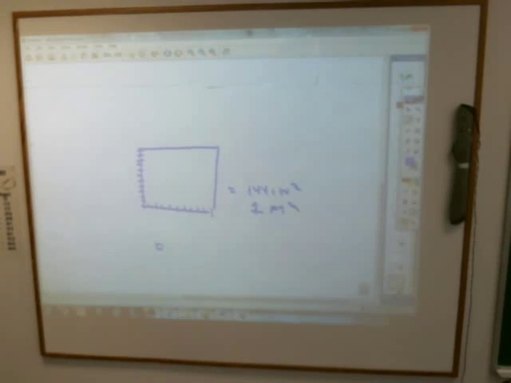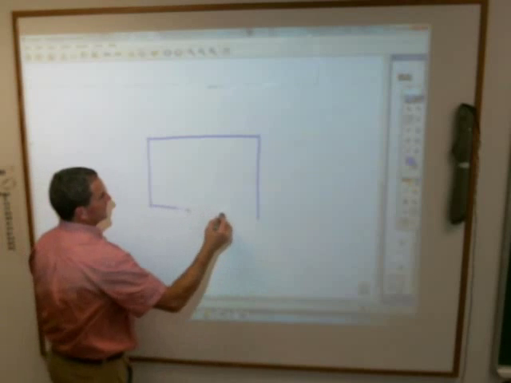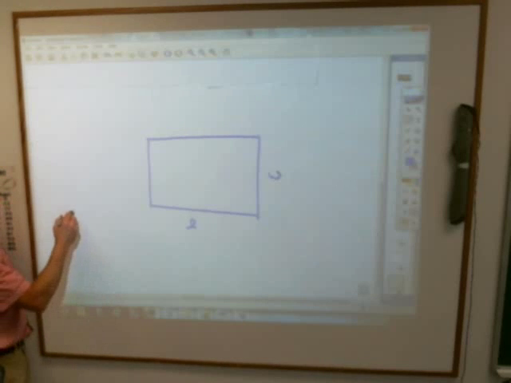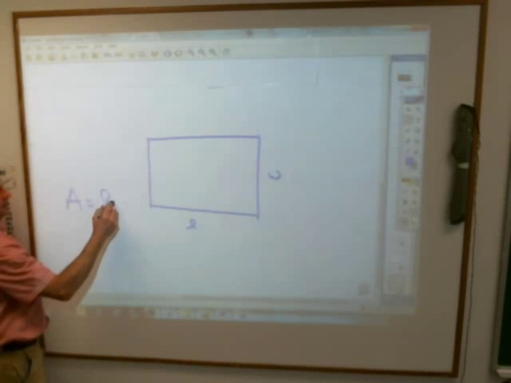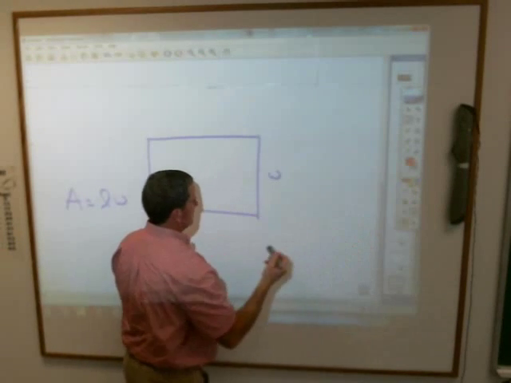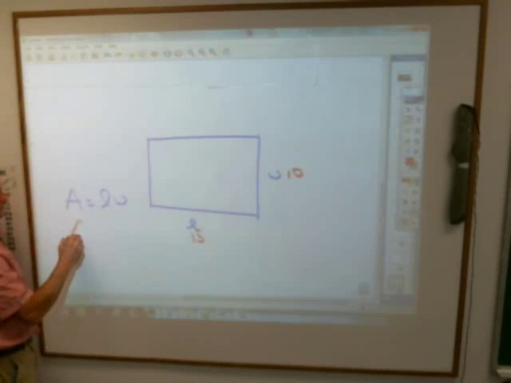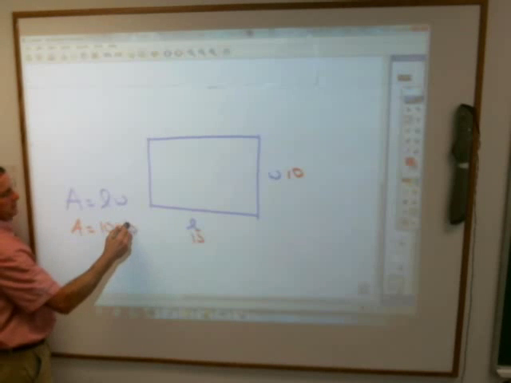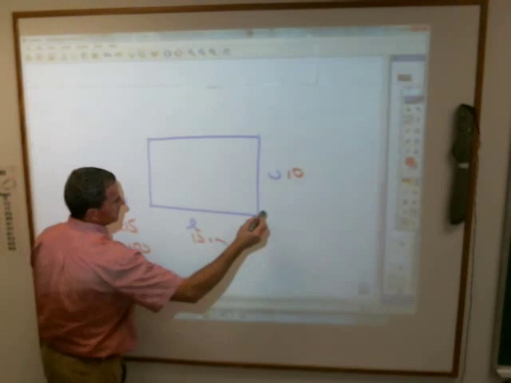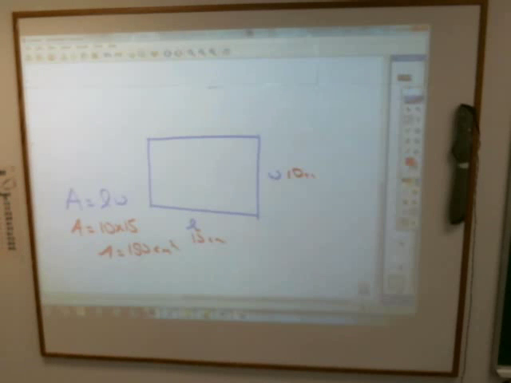How do you find area of rectangles? That's pretty simple. Here's my rectangle. Let's say this is length and width. The generic formula for area of a rectangle is area just equals length times width, right? If this is, let's say this is 15 and this is 10, what's the area of that? 10 times 15, it doesn't matter what order we do it, area is 150. Let's say this is centimeters. Centimeters squared. That's not so bad, right?